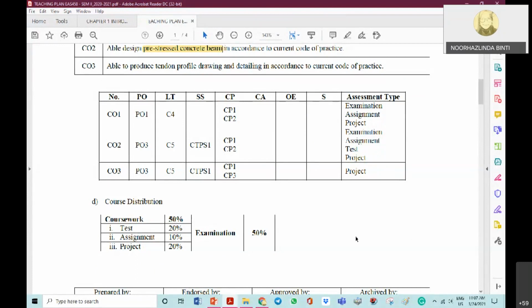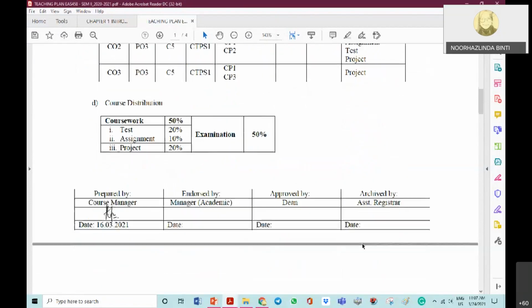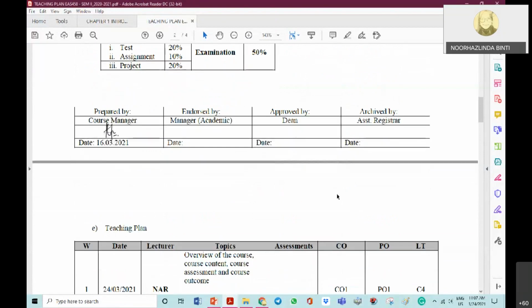Since this is a 2-credit course, the exam will be 1 hour only, similar to steel design. But you are given a choice in this particular course. In other words, for the final exam, there will be 3 questions, but you need to answer only 2 questions. This is for pre-stress concrete. Okay. If you have any question, you can ask, or you can write in the chat box.